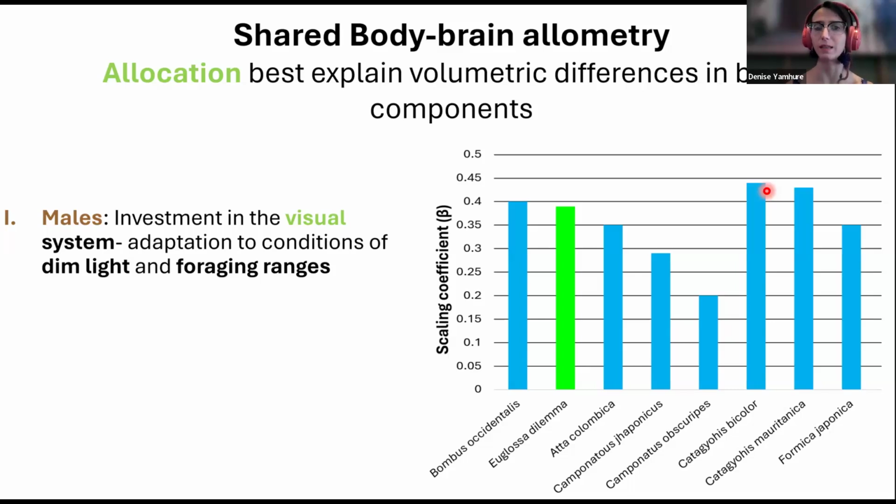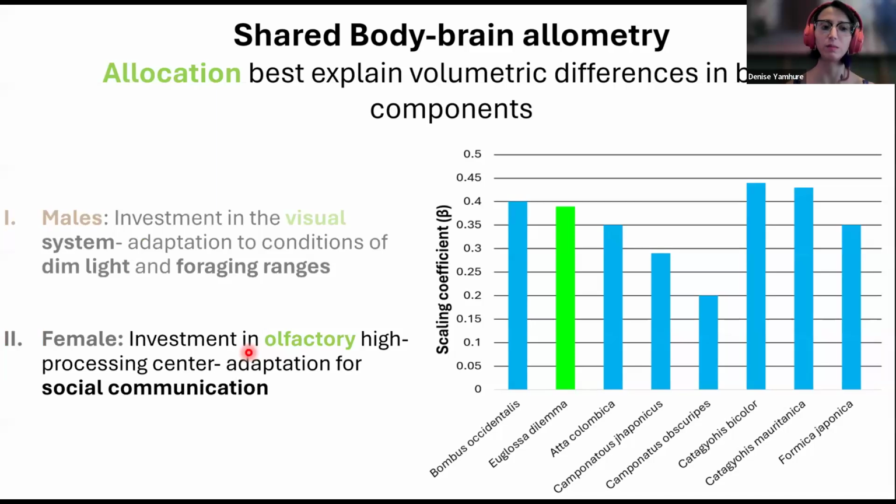So both sexes are actually investing the same, as a full net amount of energy investment in brain regions, but they're allocating those resources differently, where males are allocating more in the visual system. And again, this could be related to the fact that they forage later at night and they have larger foraging ranges, while females are local foragers. So females don't need to remember as many landmarks as males do because they forage for longer distances.